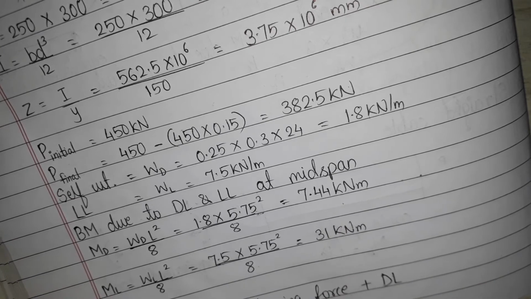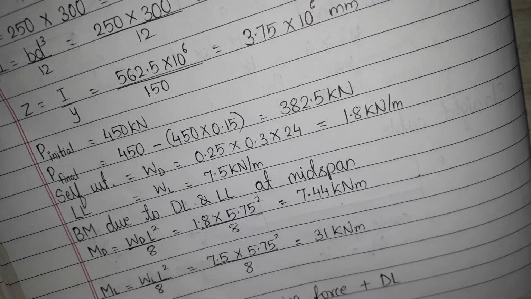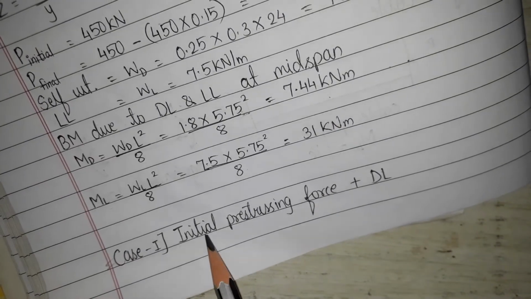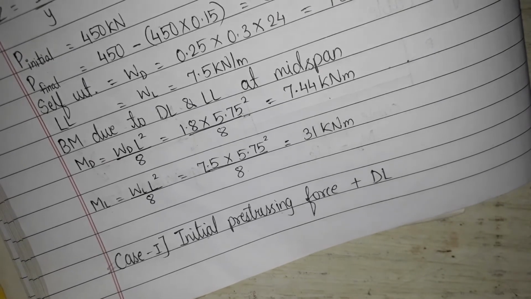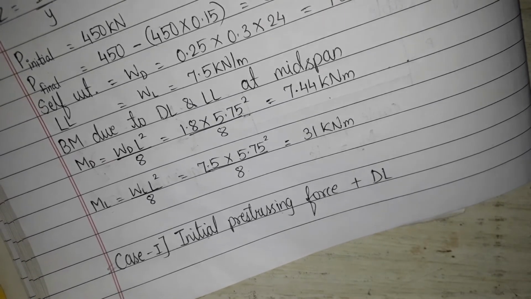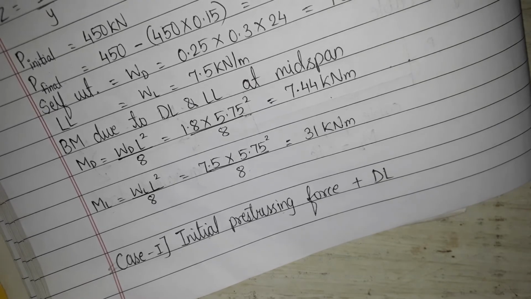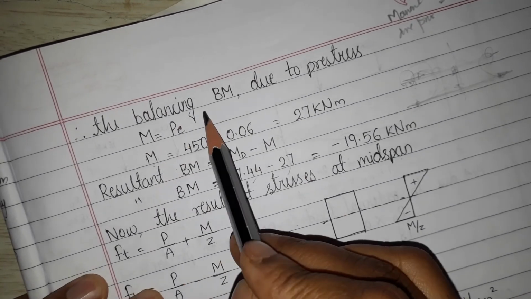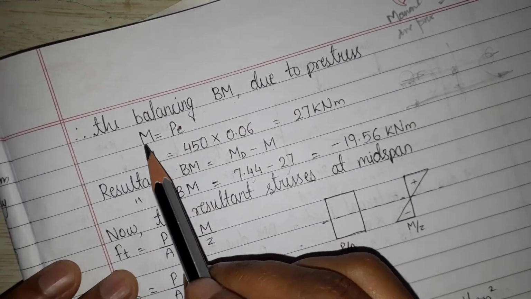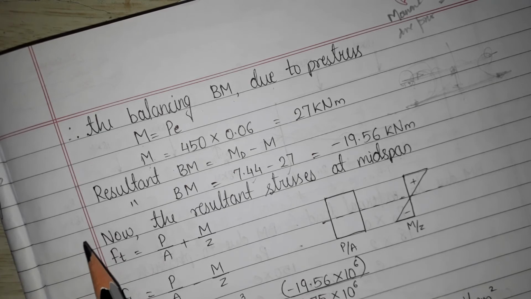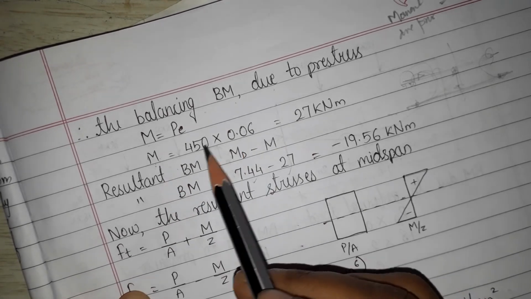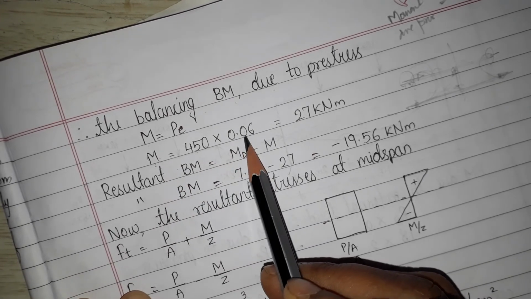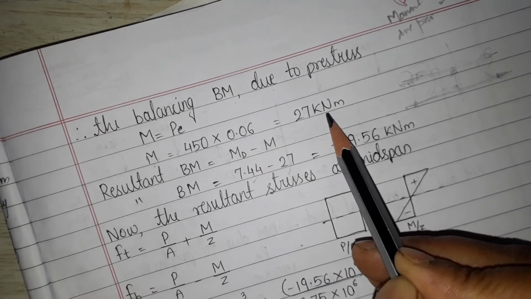Now we'll move on to case 1. So what is case 1 here? Initial pre-stressing force plus dead load. So you have to consider only initial pre-stressing force plus dead load. Therefore the balancing bending moment due to pre-stress, M is equal to P into E. So P is 450, eccentricity is given as 60. So you can find out M.